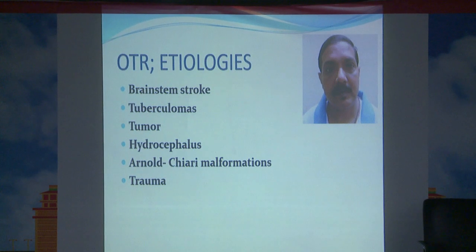Now etiologies, as we said: brainstem strokes are an important factor in the older age group, and in the younger age group you have tuberculomas. In our country we still have a lot of tuberculosis, and you do see a lot of tuberculomas. Cysticercosis is another very important differential diagnosis. We have a lot of neurocysticercosis, and of course there will be other conditions like hydrocephalus, Arnold-Chiari, trauma. They are not so common, but keep in mind brainstem stroke, tuberculosis, and neurocysticercosis. If you have these, you are likely to end up with a skew.